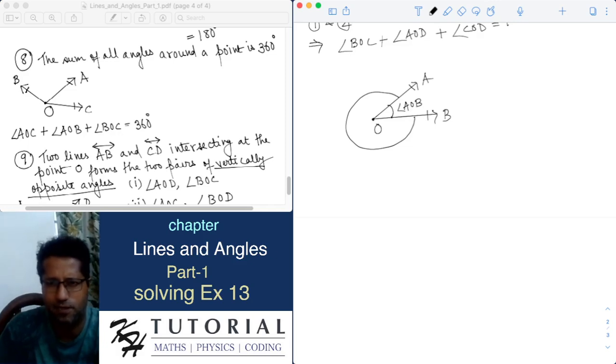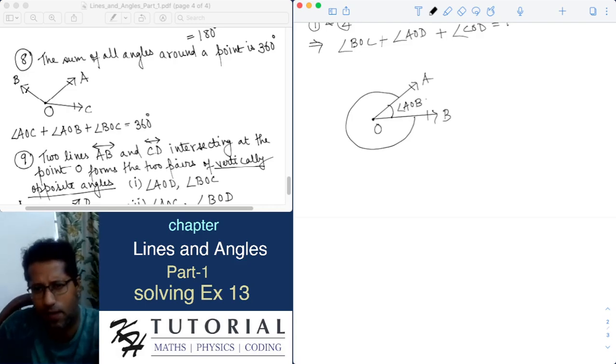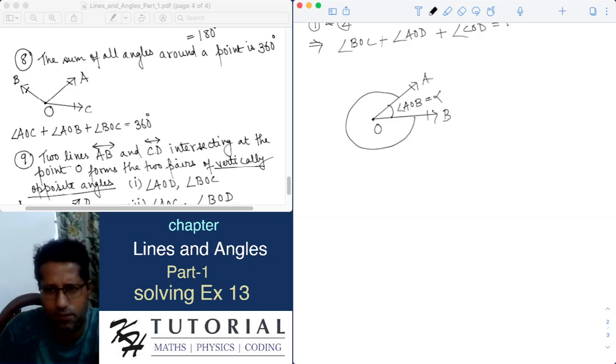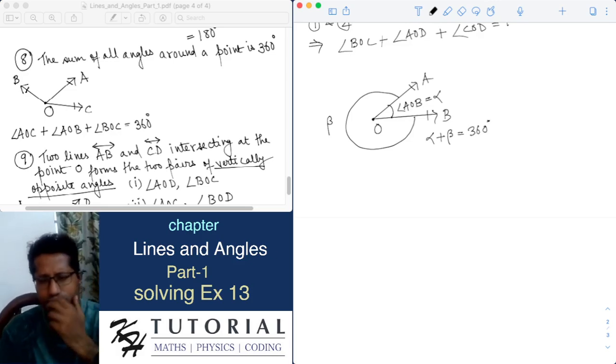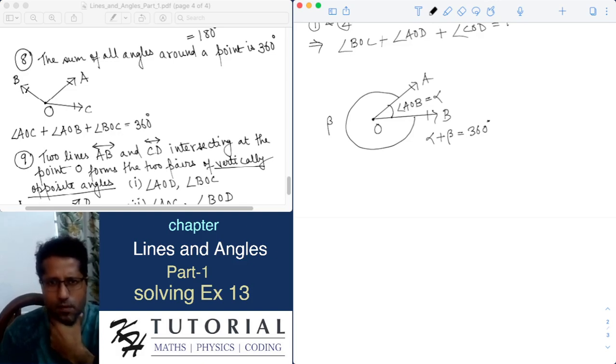So this angle, let's say angle AOB, if we call it alpha, and this angle we call beta, we will have alpha plus beta equals 360 degrees. So when we create an angle around the point O, we actually get two angles created around the point O. One is the inner angle AOB, and the outer one is the angle beta.